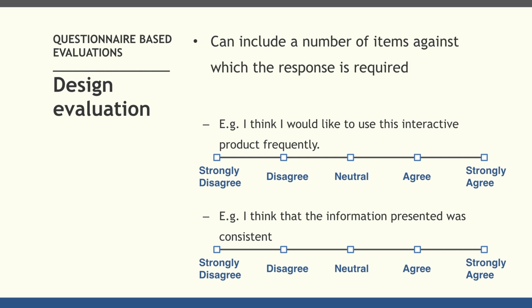Once again, the next statement could be, I think that the information presented was consistent. As a user, I can choose to give my response on this scale, from strongly disagree on the left hand side to strongly agree on the right hand side. So this scale is applied to different statements which are talking about different attributes of the interactive artifact.